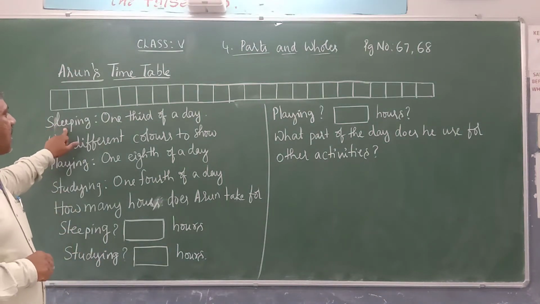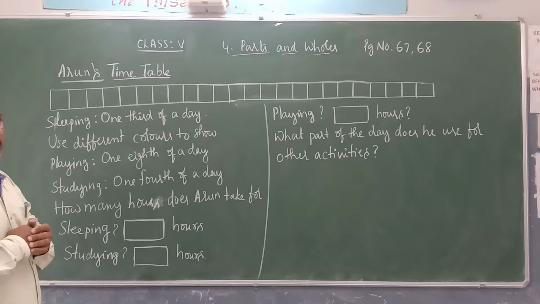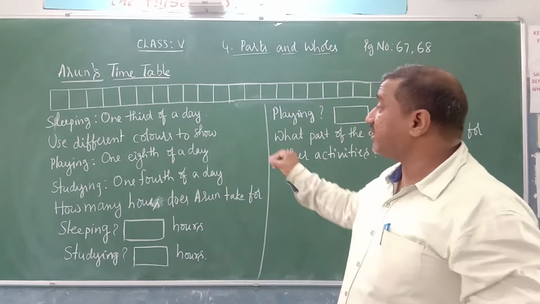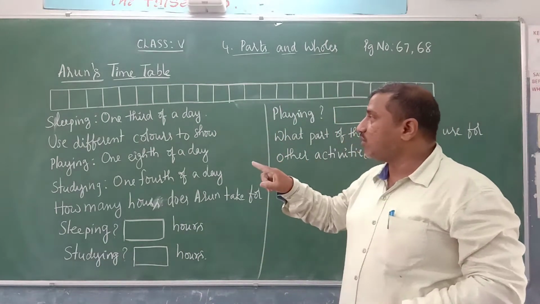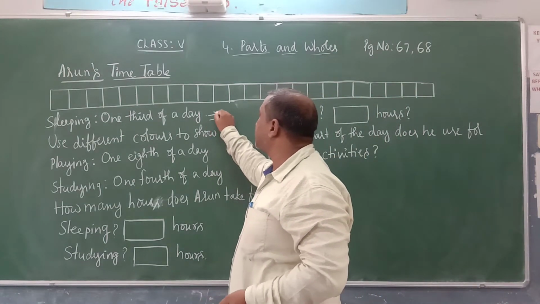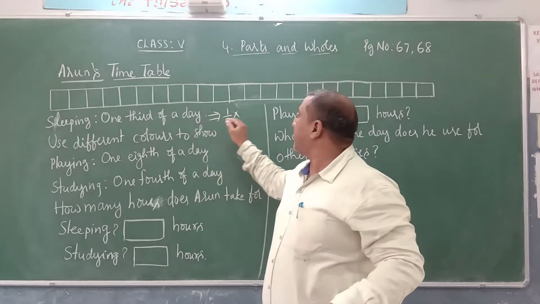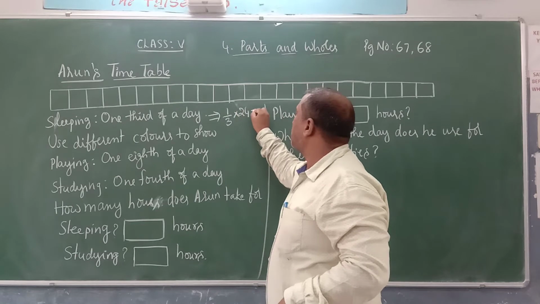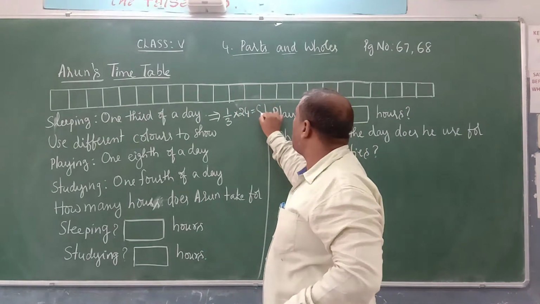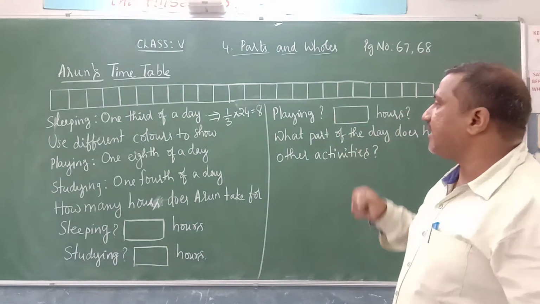Now, for sleeping, how much time will he spend? Sleeping is 1/3 of the day. Out of the 24 hours of the day, 1/3 is for sleep. So 1/3 into the day. One day is how many hours? 24 hours. So now you divide 24 by 3. 3 8s are 24. So he will sleep 8 hours in a day.